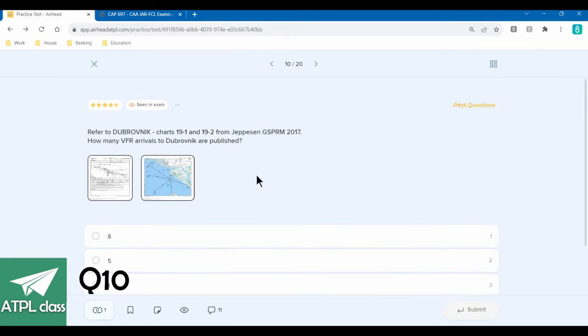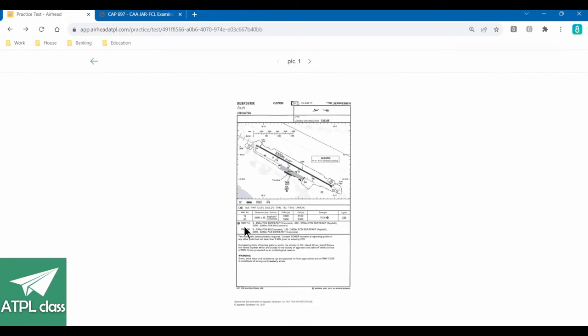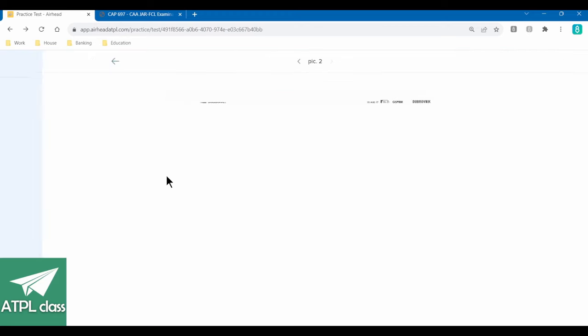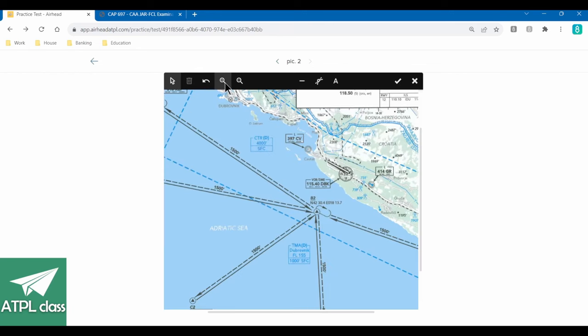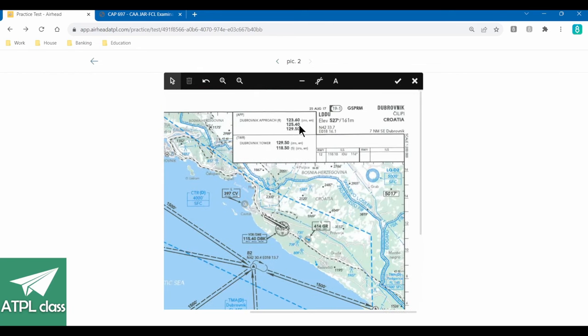Refer to Dubrovnik charts from the Jeppesen manual. How many VFR arrivals to Dubrovnik are published? All right, so this first one, that's just the airport information, isn't it? Yes, it is. So we're looking at this. How many VFR arrivals? Are these all VFR arrivals? Let's just check this information up here. Dubrovnik approach.